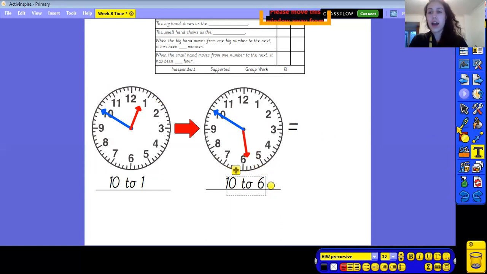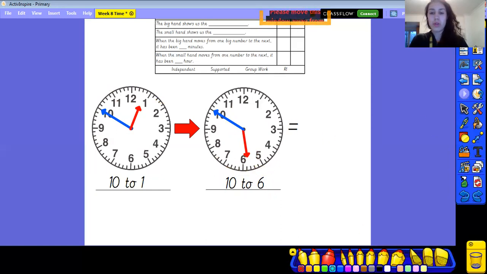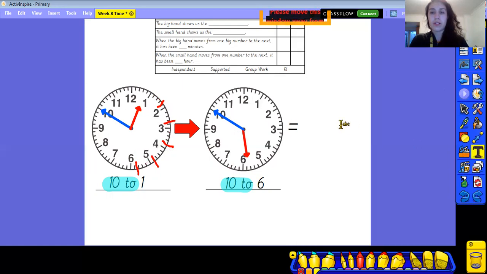So because our clocks both show us 10 minutes to, or 10 to, I know that it has moved in full hours. So here, if it goes round again, that would be 10 to 1. So 10 to 2, 10 to 3, 10 to 4, 10 to 5, 10 to 6. That's where it got to. So that was 1 hour, 2 hours, 3 hours, 4 hours, 5 hours.